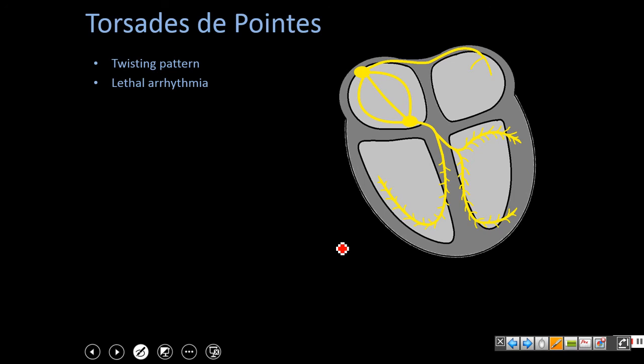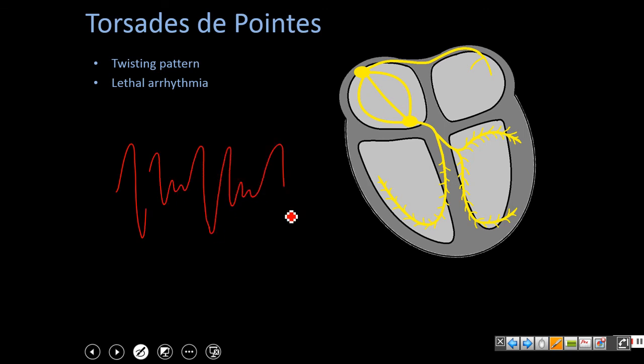Torsades. We just talked about torsades. Torsades de pointes. It's called twisting of the points, and it's a twisting pattern that I described, which looks like something like that. Lethal arrhythmia, shockable, and it can be caused by those R on T PVCs.